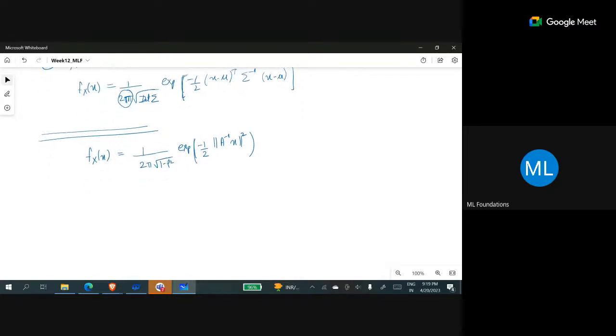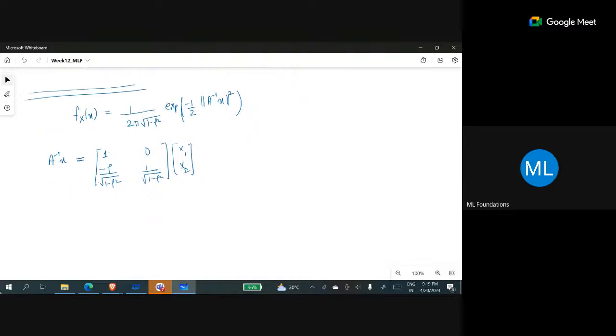We know what our A inverse is, we know what our x is. So if you write out A inverse x, A inverse was 1, 0, minus rho by under root of 1 minus rho square, and 1 upon under root of 1 minus rho square, and you have x1, x2. If you write the product, you get x1, and minus rho x1 divided by under root of 1 minus rho square plus x2 divided by under root of 1 minus rho square.